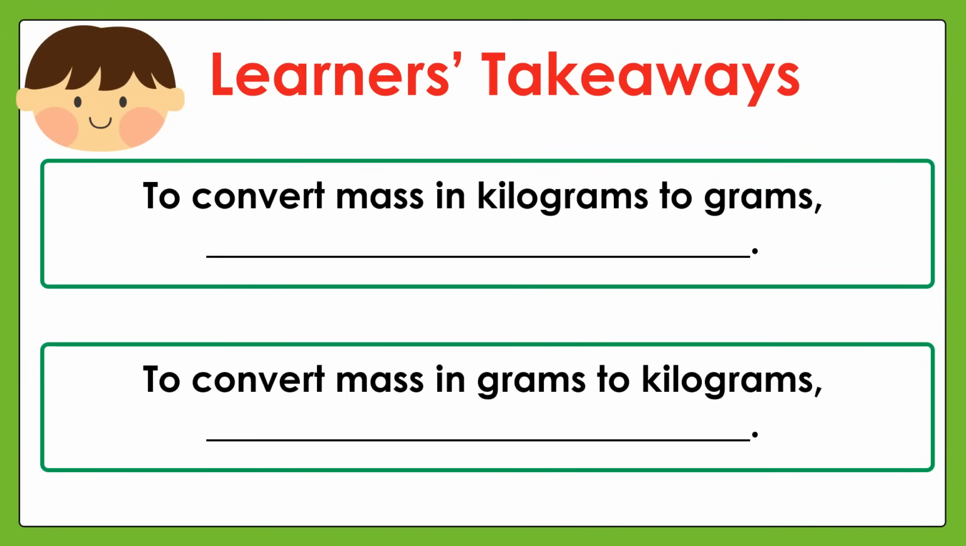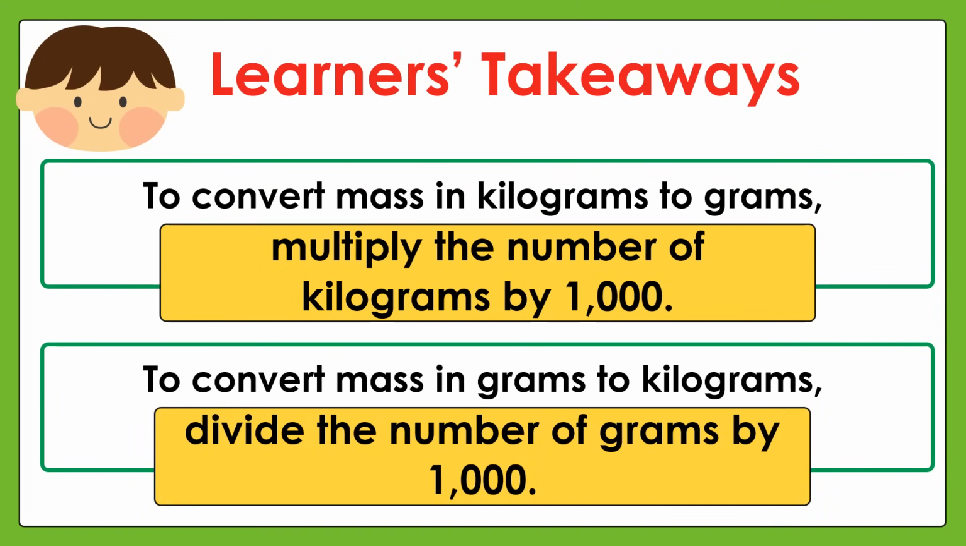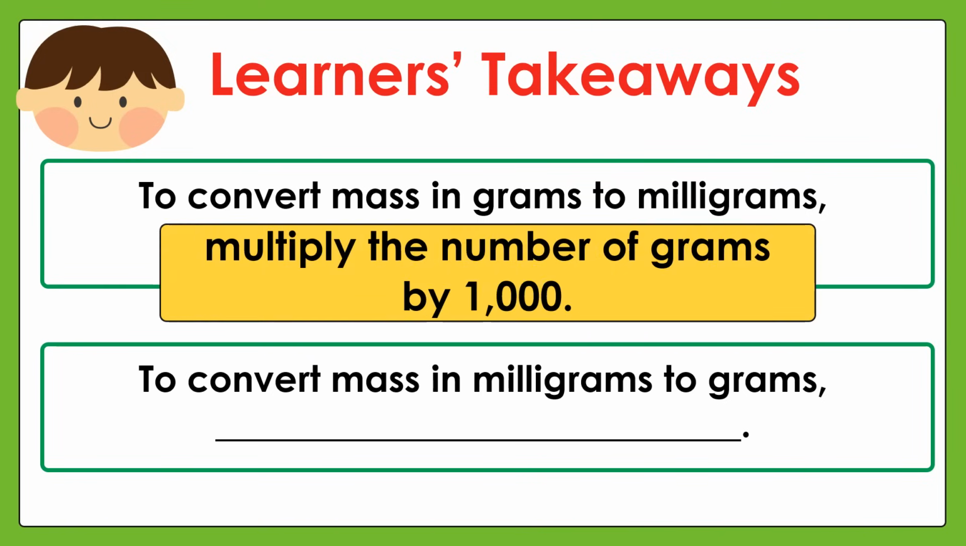Learners' takeaways. First, to convert mass in kilograms to grams, multiply the number of kilograms by 1,000. Second, to convert mass in grams to kilograms, divide the number of grams by 1,000. Third, to convert mass in grams to milligrams, multiply the number of grams by 1,000.